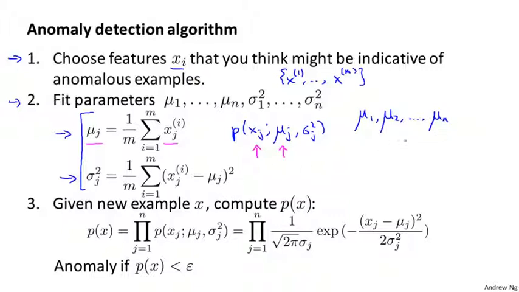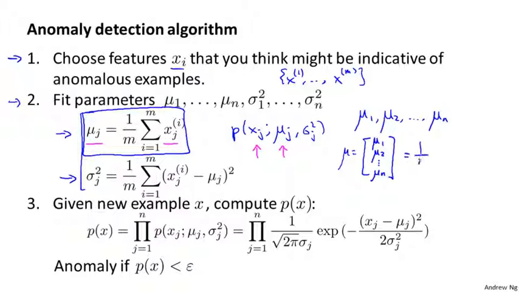It's also possible to come up with vectorized versions of these. If you think of mu as a vector, mu1, mu2, down to mu n, then a vectorized version of that set of parameters can be written as the sum from i equals 1 through m of xi. Here the xi are the feature vectors, so this estimates mu for all the values of n simultaneously. And it's also possible to come up with a vectorized formula for estimating sigma squared j.